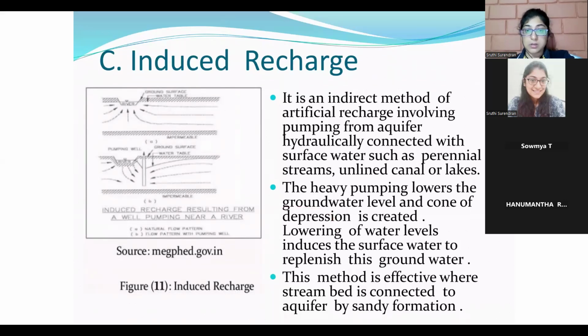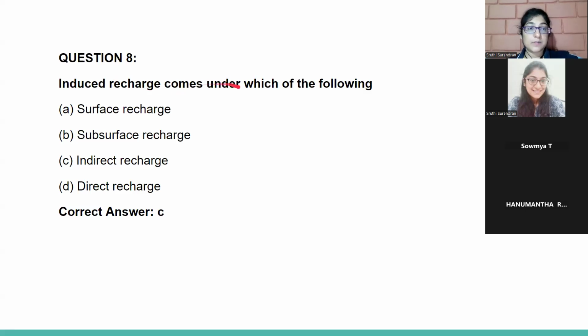So the diagrams are representative of it. Our question was, induced recharge comes under which of the following? It is coming under indirect recharge. Subsurface and surface is coming under direct recharge. So the correct answer for this question would be option C.